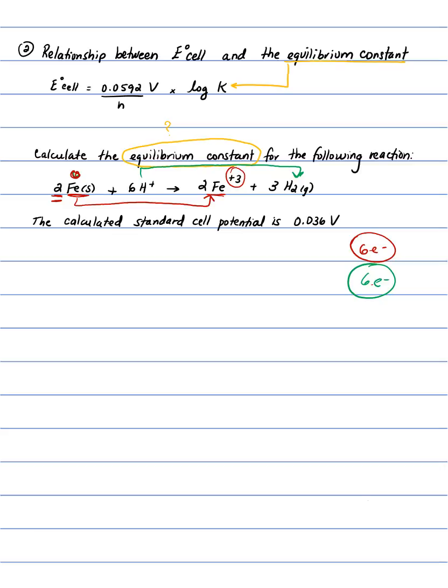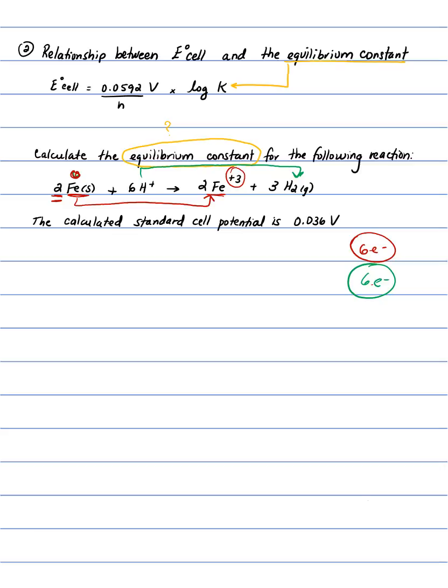For the reduction of your proton H plus from +1 to 0. So in total, the number of electrons that is being transferred is 6 electrons. You're getting 6 electrons from the oxidation and you're using up 6 electrons for the reduction. So the value of N is 6 for this example.